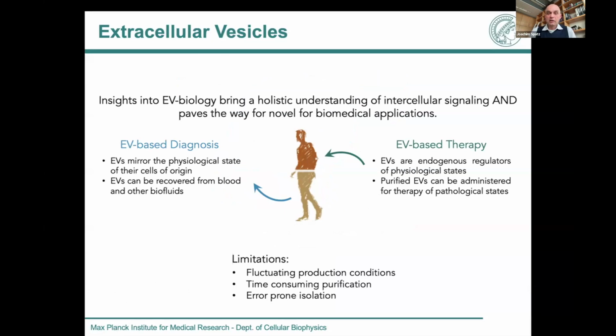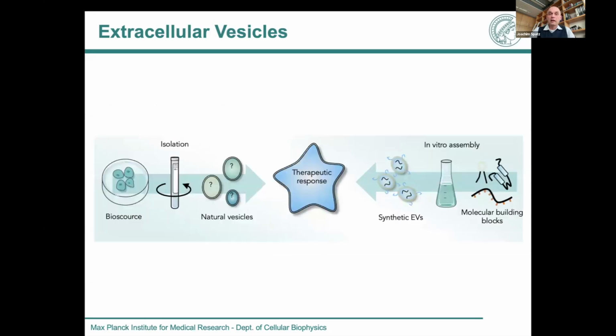And the question is, can we improve this by mimicking these natural ones with synthetic ones, so reducing limitations like the fluctuation of the production conditions. It's also very time consuming and very expensive to isolate them, and of course, error-prone isolation is foreseen. Also scale up is possible. You can either make it super precise using microfluidics, or we use an in vitro assembly, which is really a kind of, you shake the system and then you get synthetic extracellular vesicles.